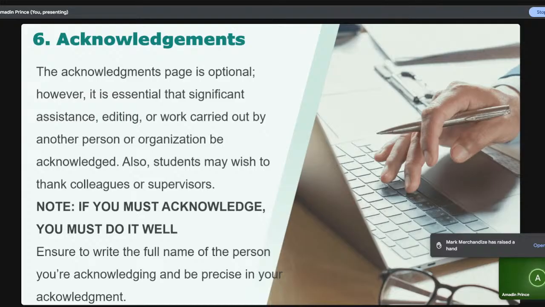And note, if you must acknowledge, you must do it well. I found it hard understanding this statement. If you must acknowledge, you must do it well. Before, I would just write something, for instance, "this report was taken from so and so place." I would not write the full name. If you must acknowledge someone, you must ensure to state their full name. Do not abbreviate. That's called doing it well. You need their full name. That's showing you respect them and you understand who they are.